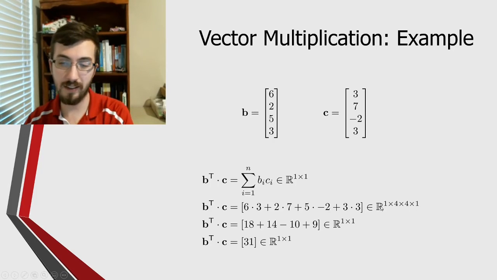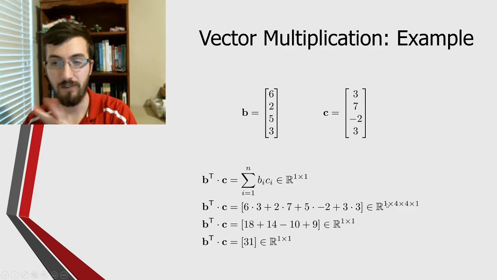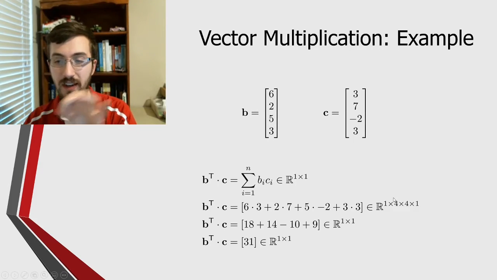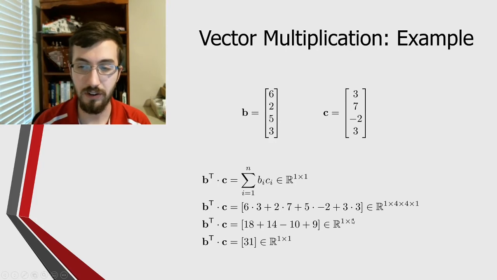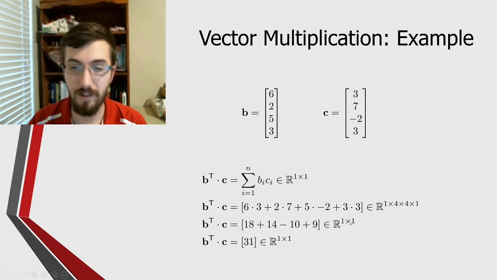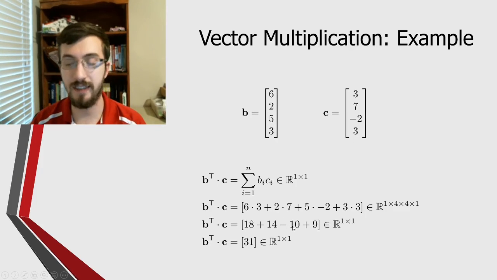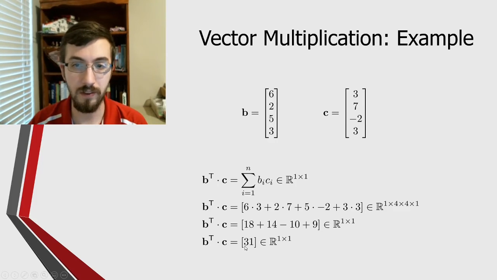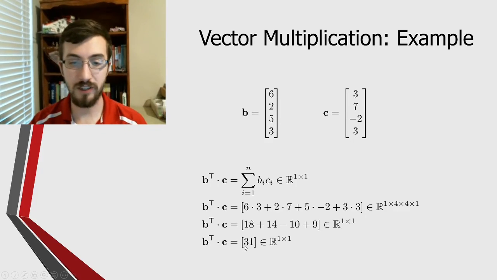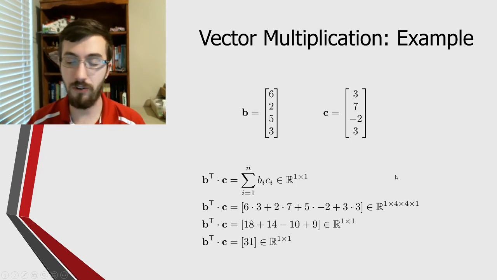I like to write it like this. It's an element of R, 1 by 4 times 4 by 1. You write out the whole 4 dimensions, and then those inner two cancel out, and you only keep the outer ones. So it's going to be a 1 by 1. If we do the math, 18, 14, negative 10, 9, your total gets you to 31. So B transpose times C for this example is 31. Like I said, just a single number.